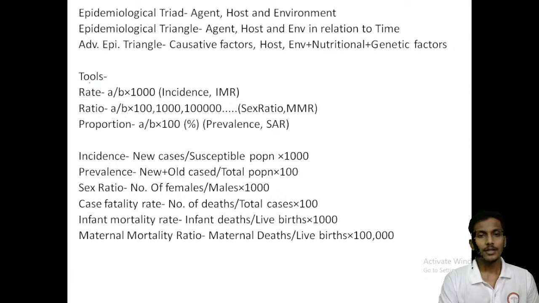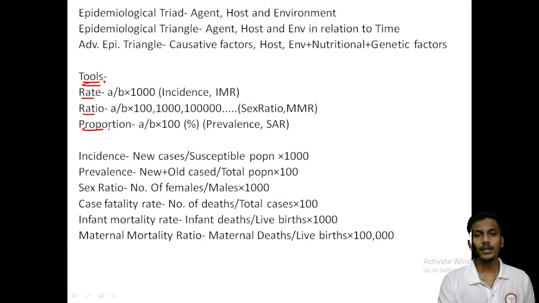Now we'll talk about some important tools. Remember these, because at times calculations can come. So at least you need to know these 3 important tools: rate, ratio, and proportion. Please remember, what is the formula for rate? It is A upon B into 1000.